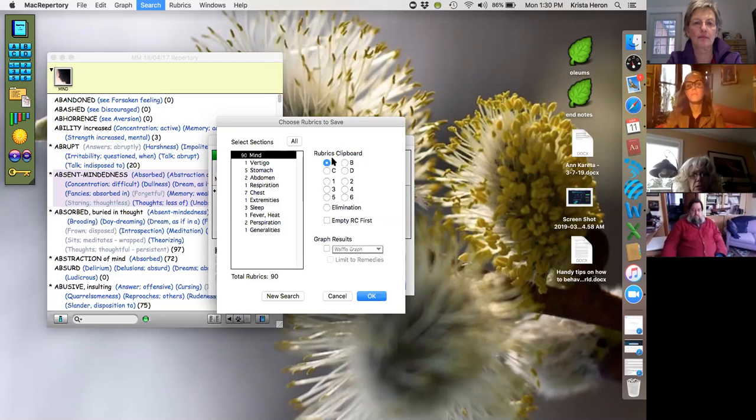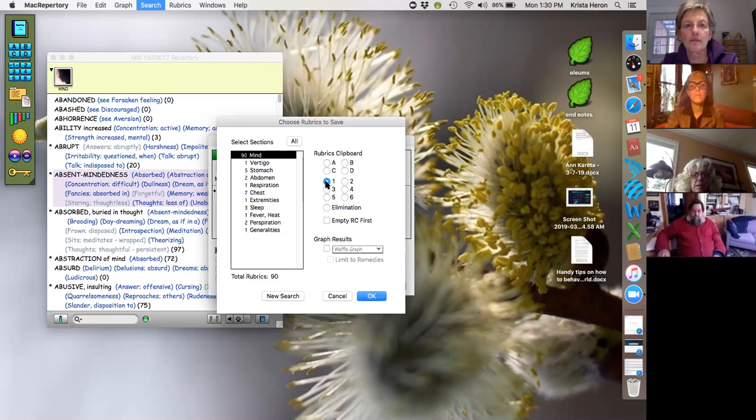Now we get to choose which of these clipboards. The way I do it doesn't have to be the way you do it. What I do is put all of the rubrics that I'm going to actually repertorize my case in clipboard 1. I put all my confirmatories. They may all end up starting in 1, but I may divvy them up a little bit over in clipboard 4. And I always keep a running tally of all the rubrics that I've ever looked at for this particular case in clipboard 2.